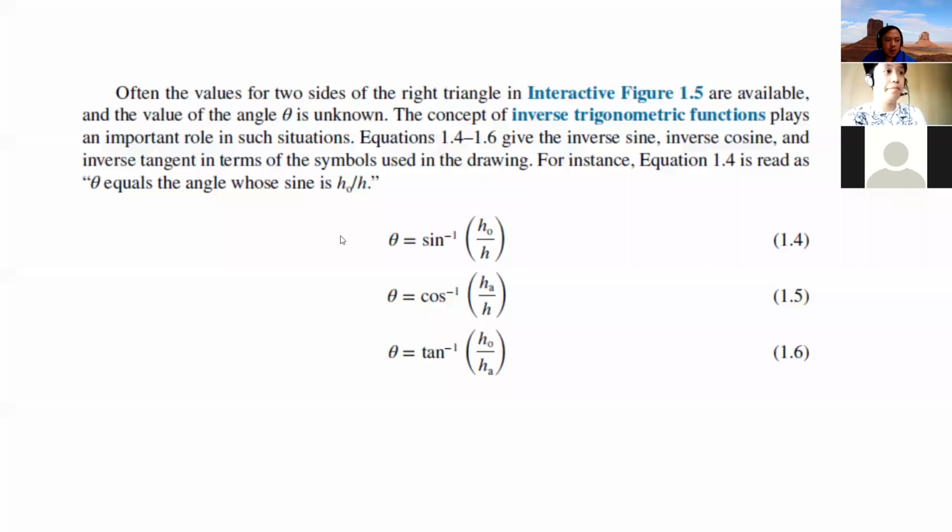So it means that theta equals the angle whose sine is h naught over h, or the theta whose cosine is h a over h, or the theta whose tangent is h naught over h a. When you say theta, it gives the angle. So here, sine to the power negative 1 is not the reciprocal, 1 over sine. It's actually the inverse trigonometric function that will give you the angle. So that is why theta equals the angle whose sine is h naught over h. So that's how to interpret that one.